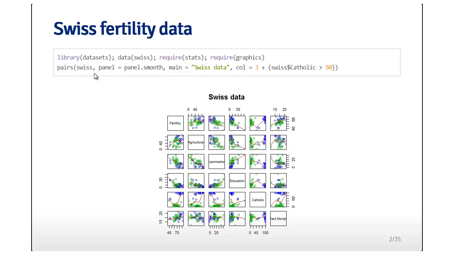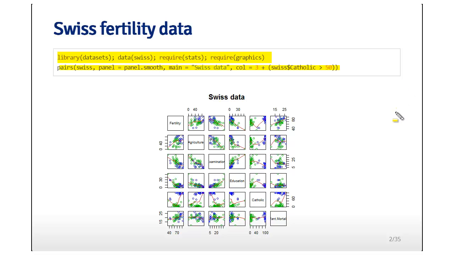Okay, so let's start with the Swiss fertility data. To get this data set, you just do library(datasets), then data(swiss), and require the package stats and the package graphics to get this nice pairwise scatter plot. I believe this is from the help file for the Swiss data set. It's probably better to blow it up, but this is a nice way to investigate the relationship between all the variables in this data set.